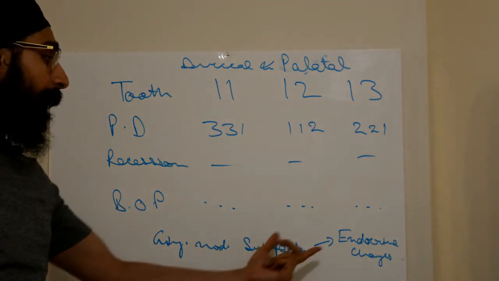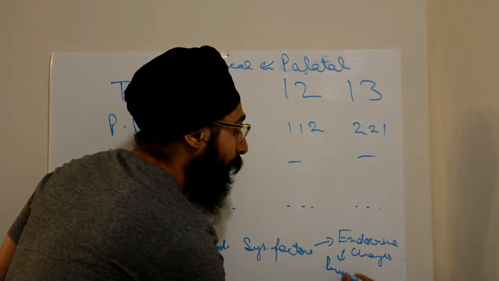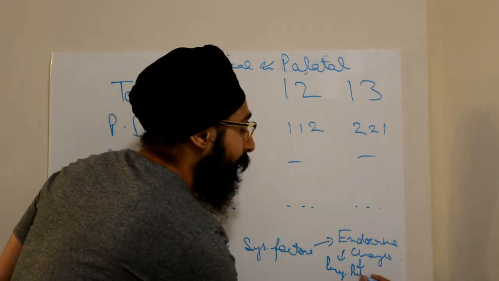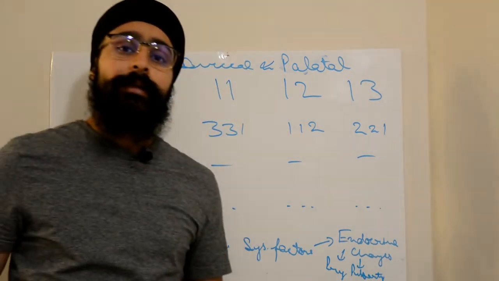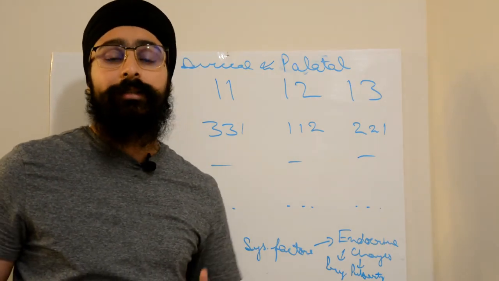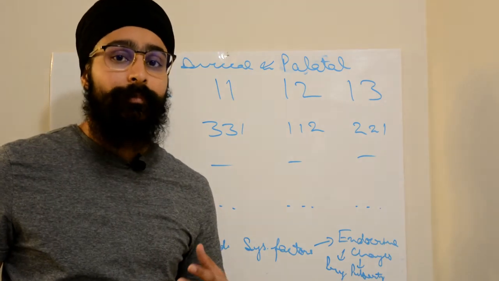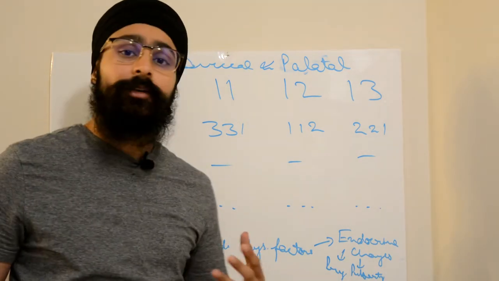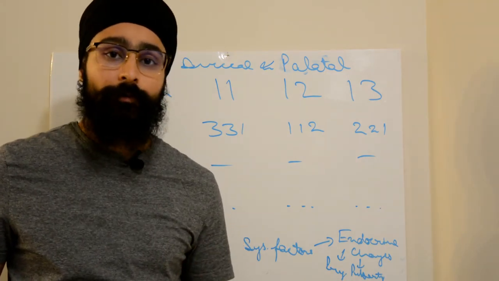Another reason for endocrine changes, the first condition being pregnancy, can be puberty as well. As we know, when a child is coming into puberty or adolescence, the hormonal surge happens that may lead to an increase in the inflammation or inflammatory response of the gingiva.